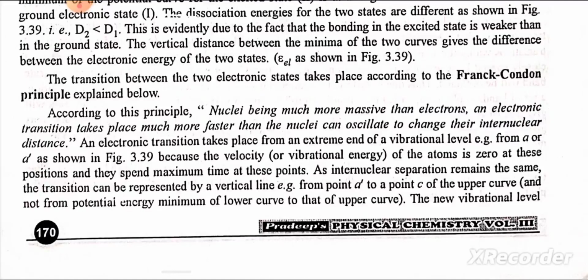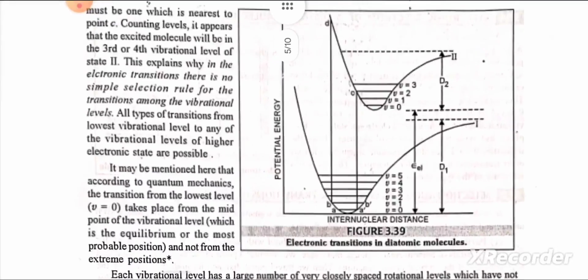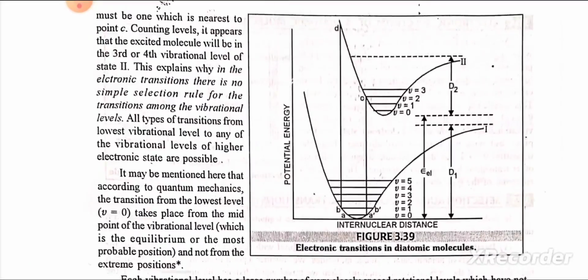An electronic transition takes place from an extreme end of a vibrational level, for example from A or A dash as shown in the figure, because the velocity or vibrational energy of the atoms is zero at these positions and they spend maximum time at these points. As internuclear separation remains the same, the transition can be represented by a vertical line, for example from point A dash to a point C of the upper curve, and not from the potential energy minimum of the lower curve to that of the upper curve. The new vibrational level must be one which is nearest to point C.